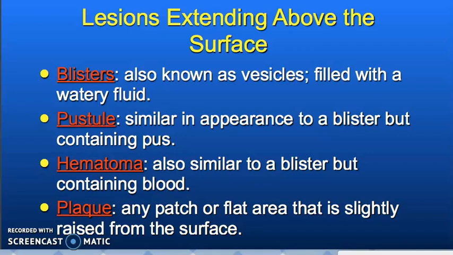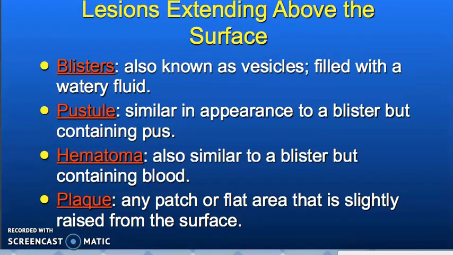A pustule is similar in appearance to a blister, but it contains pus, which is basically dead tissue and irritant and fluid that has gathered and somewhat become infected. A hematoma is something that I'm sure everyone has heard of before. We typically call it a bruise. So a hematoma is similar to a blister but contains blood. So as the watery fluid is in the blister, you have pus in the pustule, and then you have blood in the hematoma. That's what gives it its discoloration.